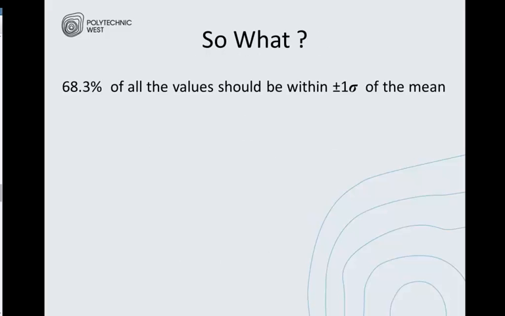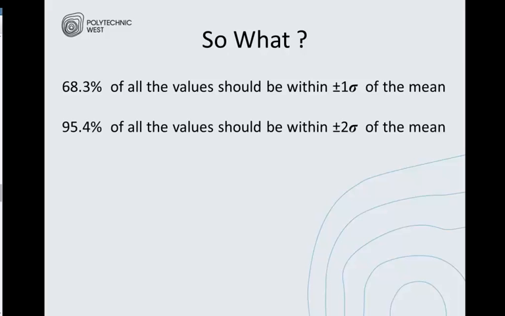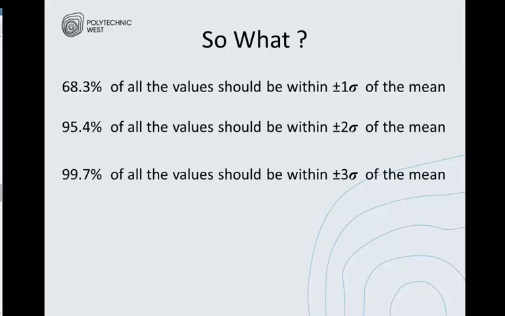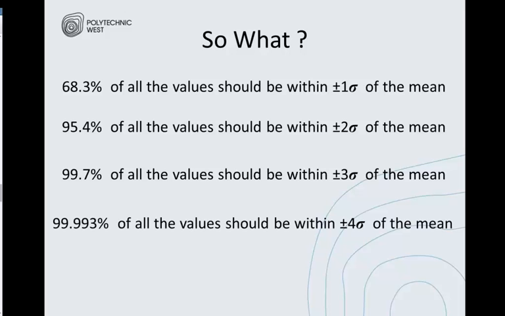So what? Well, within plus or minus 1 sigma of the mean, we should see 68.3% of all values. Within 2 sigma of the mean, we should see 95.4% of all values. Within 3 sigma, we should see 99.7%. And within 4 sigma, we should see virtually all of the values, which should be within plus or minus 4 sigma of the mean.